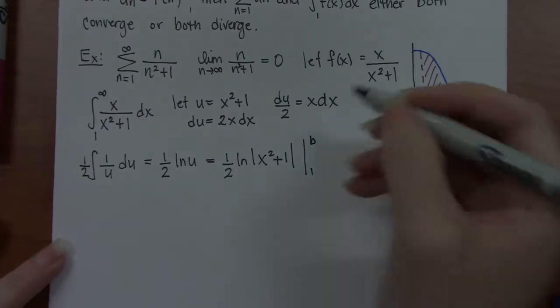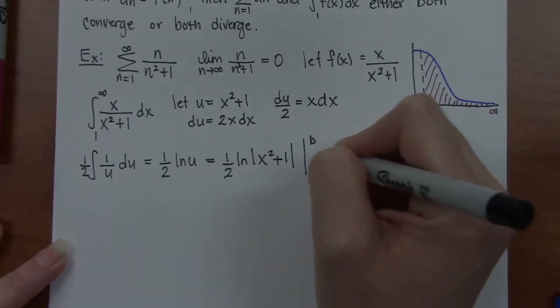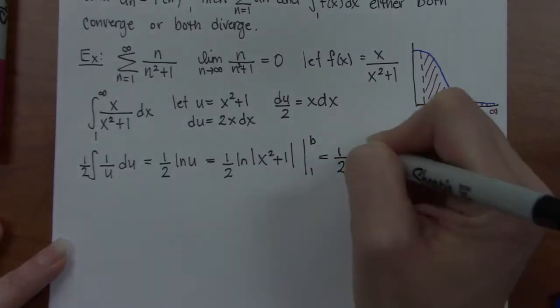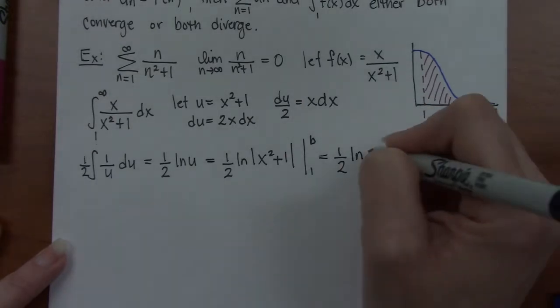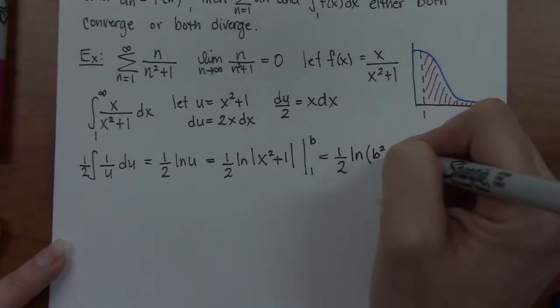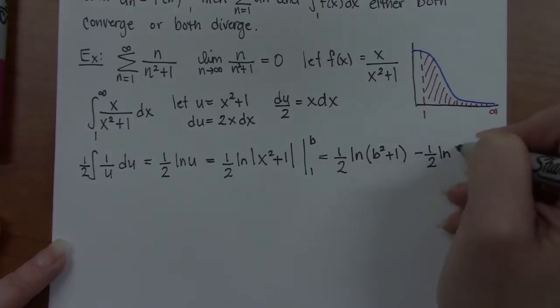So now I'm going to plug in these bounds, because we don't actually plug infinity into an equation. That really irks me when people do that. And I can drop the absolute value signs because these values are all positive. So I'm going to have 1/2 the natural log of b squared plus 1 minus 1/2 the natural log of 2.